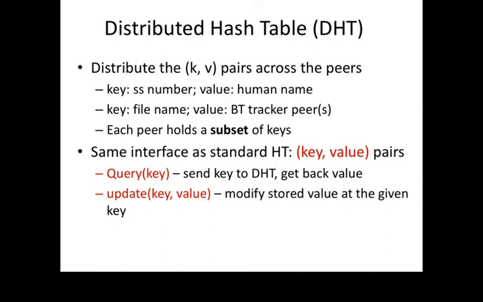So in this DHT, you can query for a particular key, right? The key in this case would be a file name, right? Or you can also update the key, meaning, in this case, let's say a new peer now holds the file. It can update saying that, hey, I am one of the peers who has this particular file. All right.